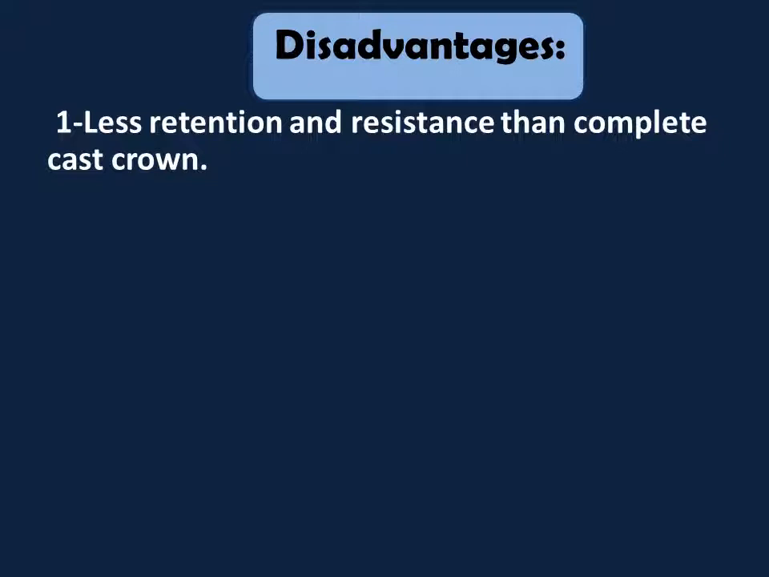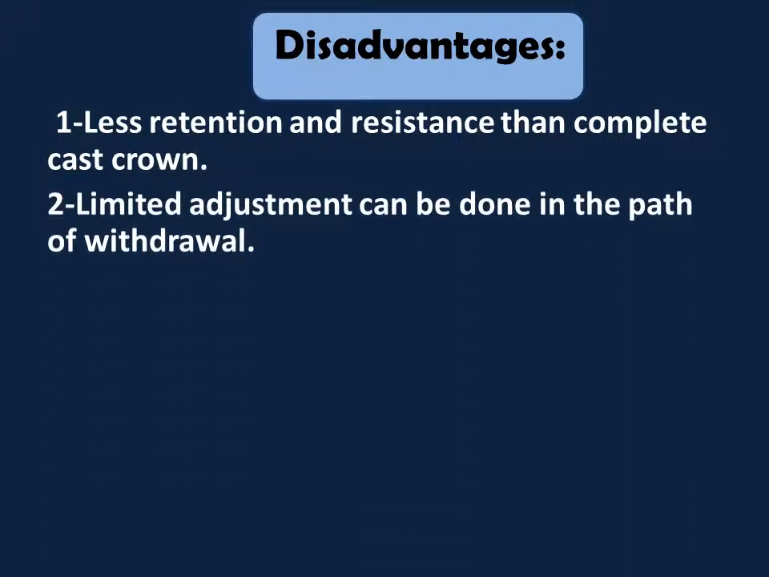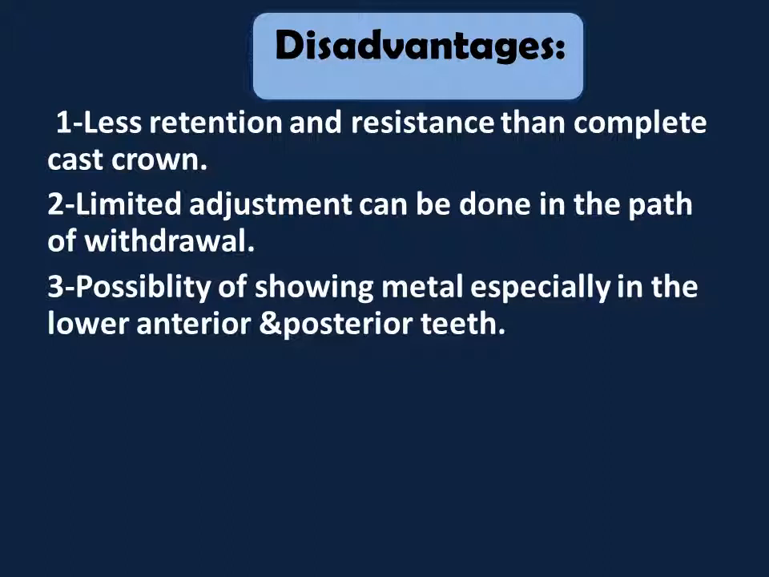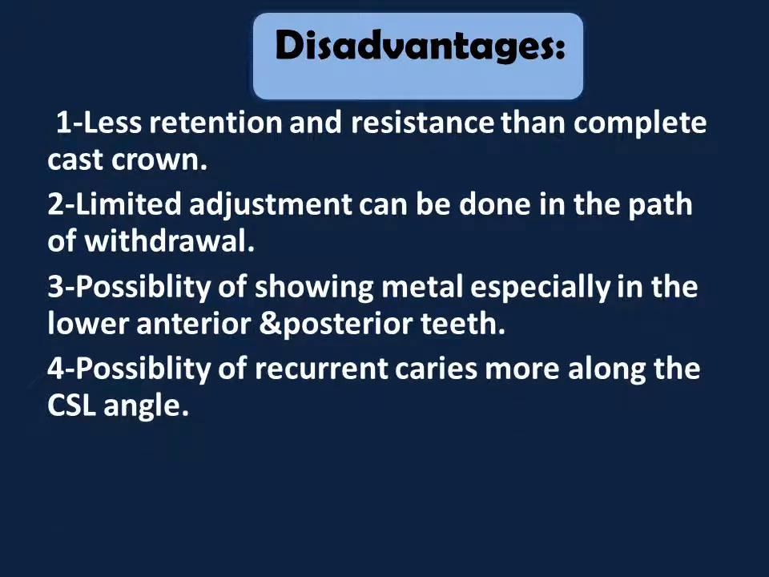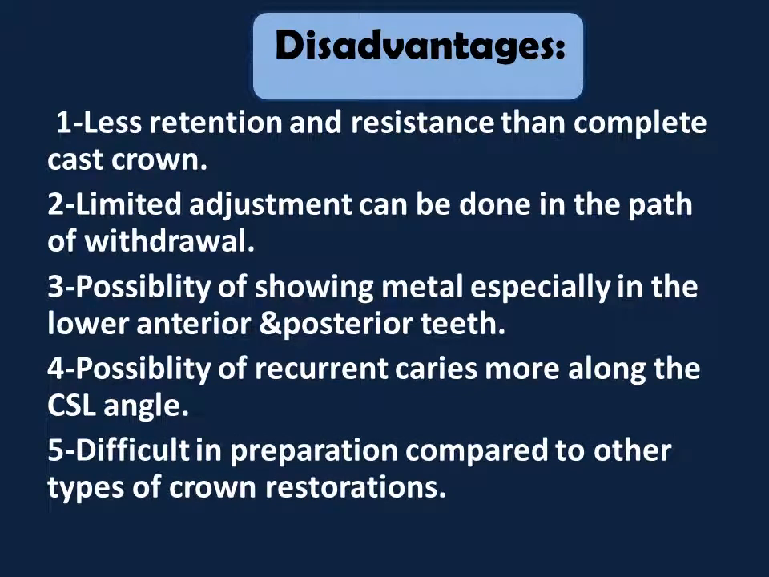But the disadvantages of a three-quarter crown will be, first, it has less retention and resistance than a complete cast crown. Second, limited adjustment can be done in the path of draw. Third, possibility of showing metal, especially in the lower anterior and posterior teeth. Fourth, possibility of recurrent caries more along the cavosurface line angle. And finally, difficulty in preparation compared to other types of crown restoration.